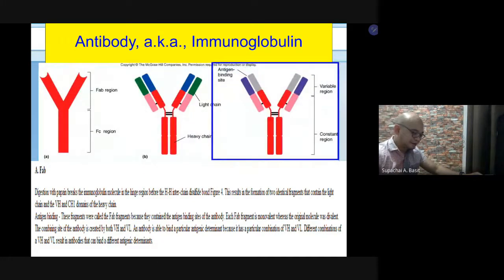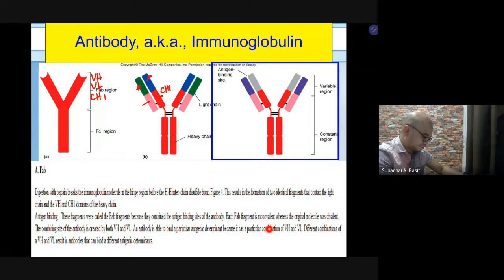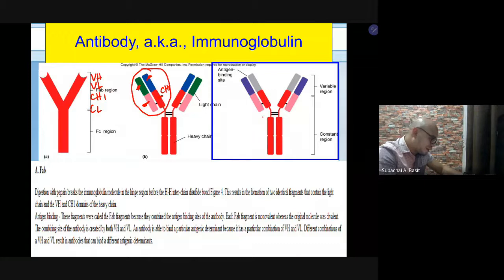Before we discuss this one, let me tell you the fact that the FAB region, therefore, is made up of variable heavy chain, and then the variable light chain, and it is made up of constant heavy chain 1, this is the CH1. And it is also made up of constant light chain. So if I ask you, what are the domains found in FAB? We have the variable heavy chain, the variable light chain, the constant heavy chain 1, and the constant light chain. Okay. So there is one enzyme, and that is known as the papain.